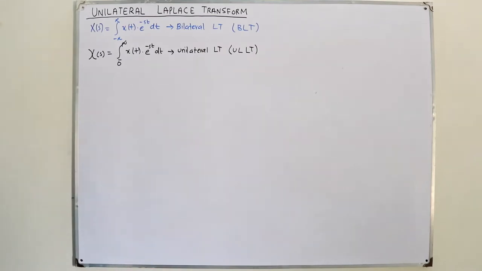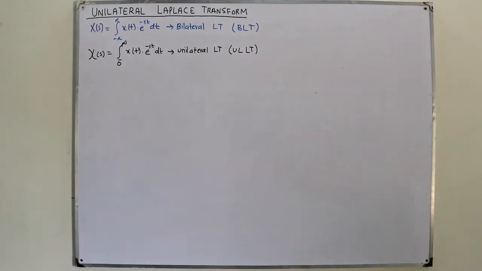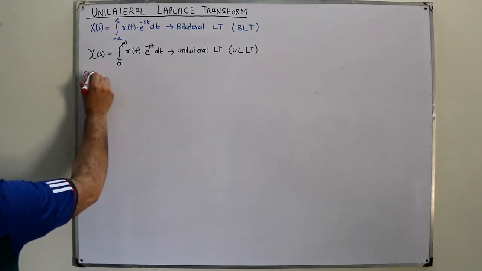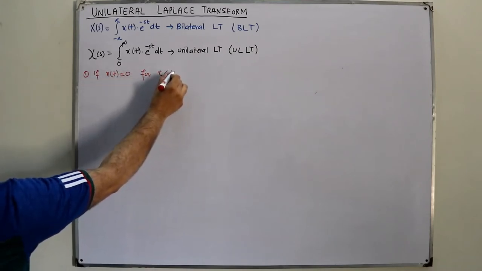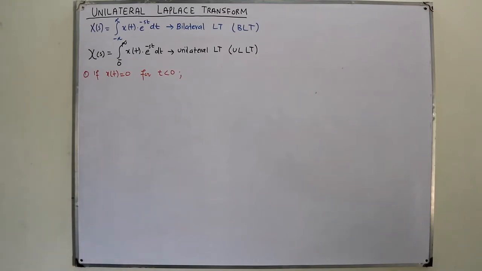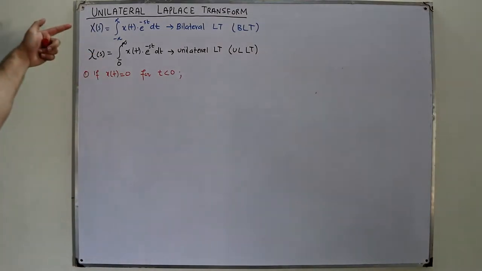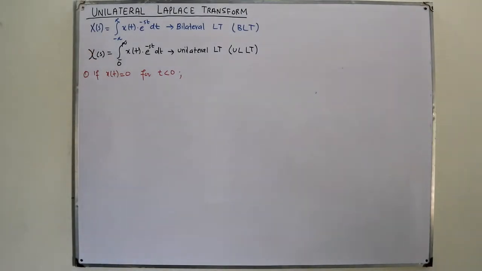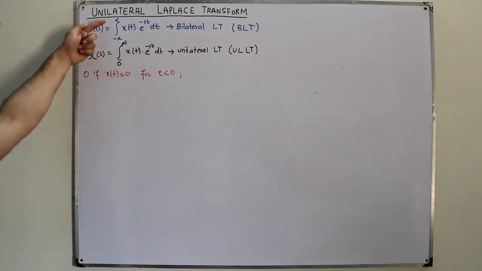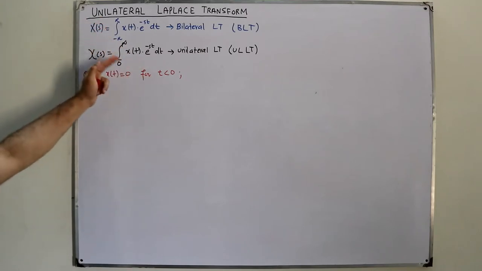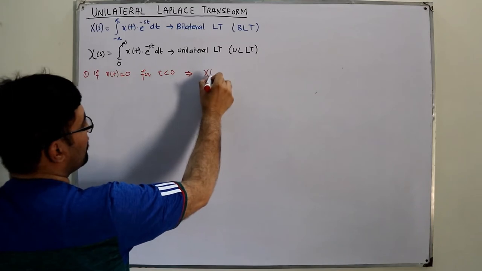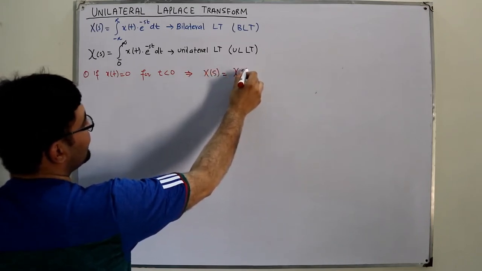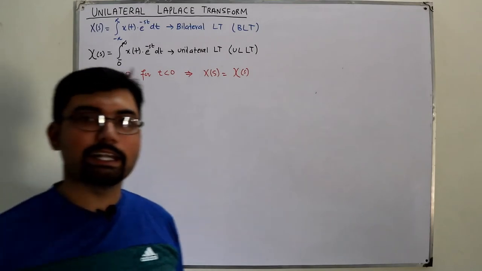If we have a signal x of t that is 0 for negative values of time, what would be the relation between the bilateral Laplace transform and the unilateral Laplace transform? Have a look. This is existing only for the positive time, and this is existing for both the times, but the signal is 0 for negative time. So this means that the unilateral Laplace transform would be equal to the bilateral Laplace transform. Isn't it like this? It is.